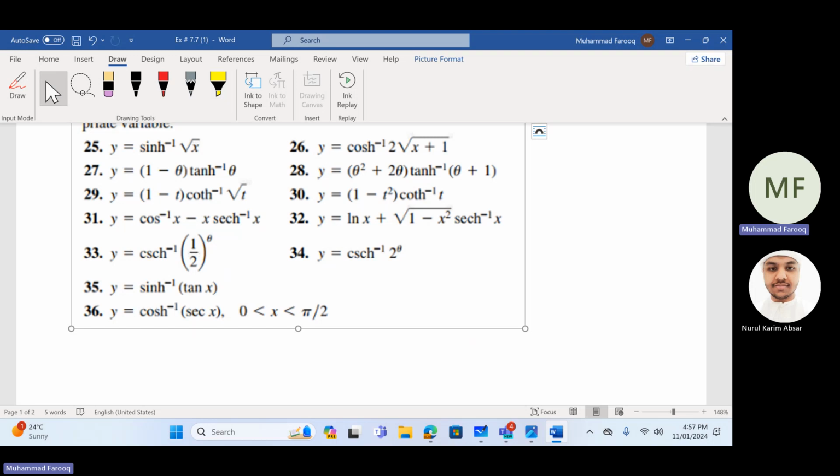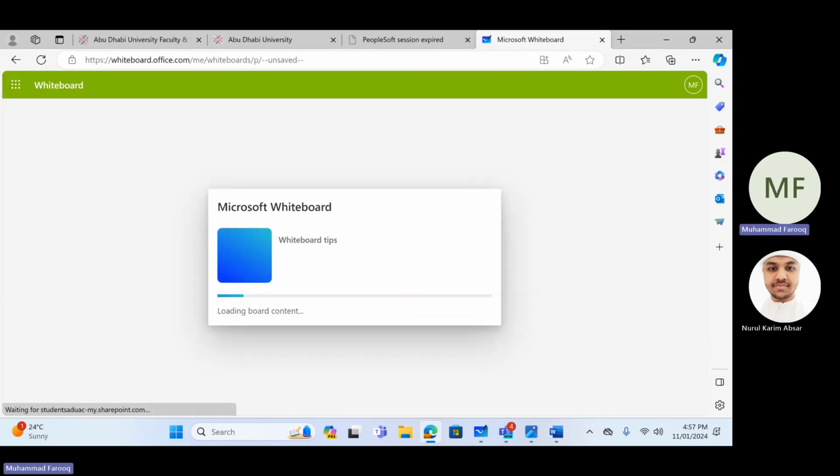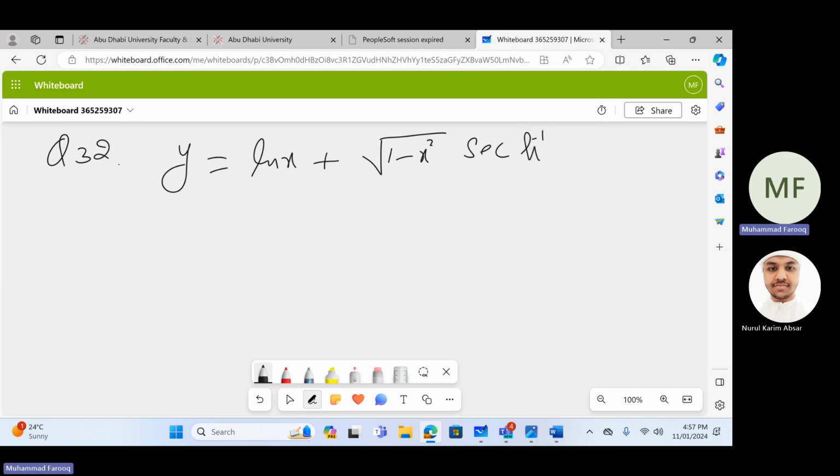Okay, 32. Please just dictate the question to me. Question 32, section 7.7: y is equal to ln x plus the square root of 1 minus x squared times the secant inverse hyperbolic of x. Find y prime.